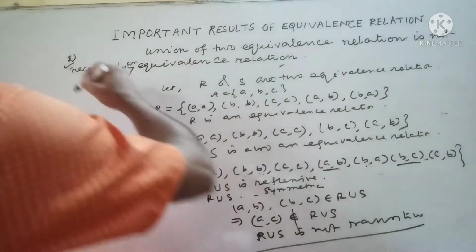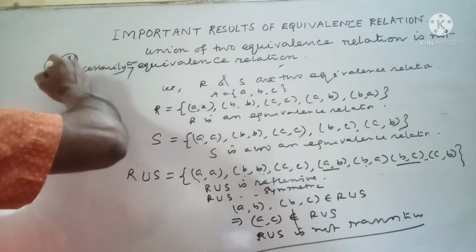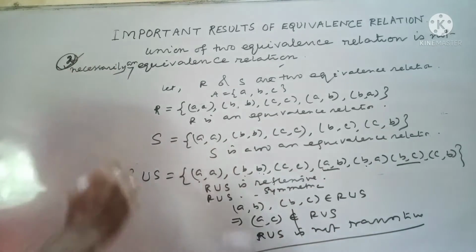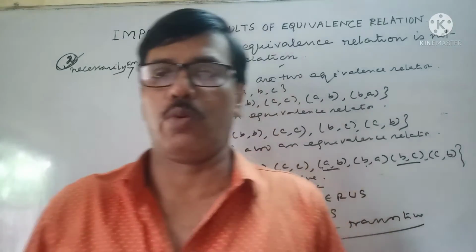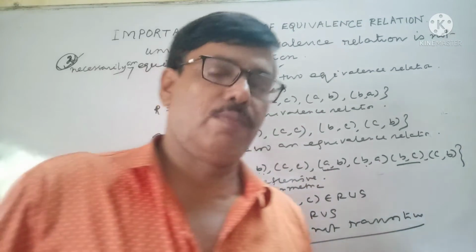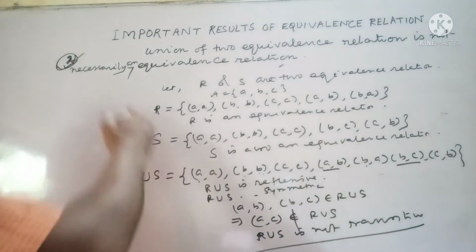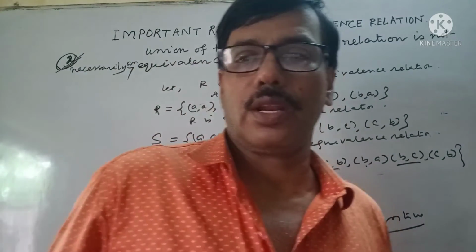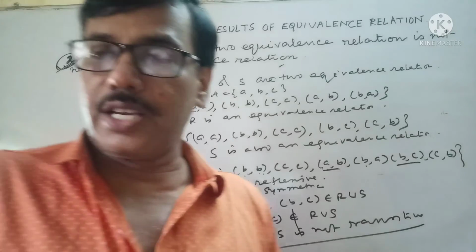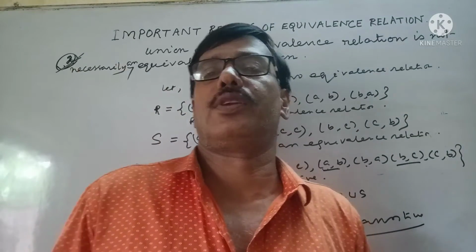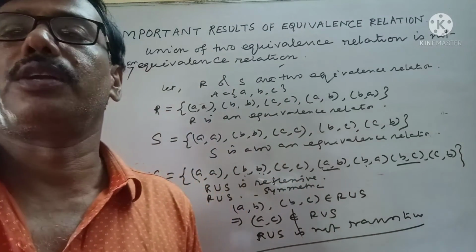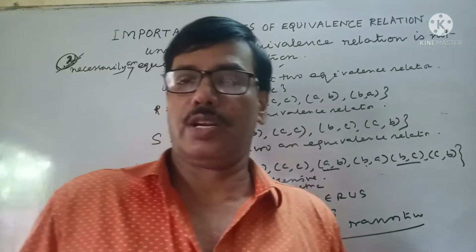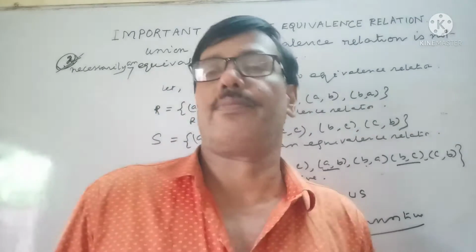So this proof is in this result. Result 2 is important for the board exam. The general proof, the converse one, is not needed. So the intersection of two equivalence relations is an equivalence relation, but the union is not in general.